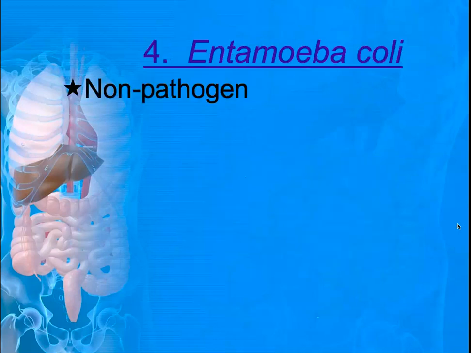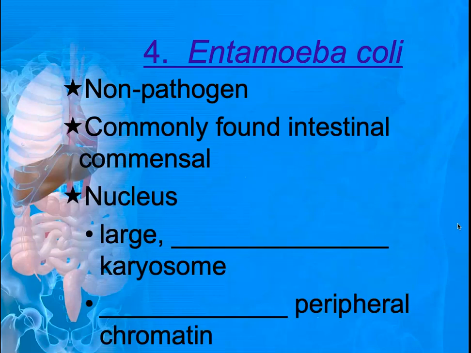Okay, the next parasite, a non-pathogen, Entamoeba coli. Make sure you say and write out Entamoeba coli because you do not want to confuse this with the bacterium, which we refer to a lot as E. coli. So two different species, two different organisms completely. So never write E period coli in parasitology. Always write out Entamoeba coli.